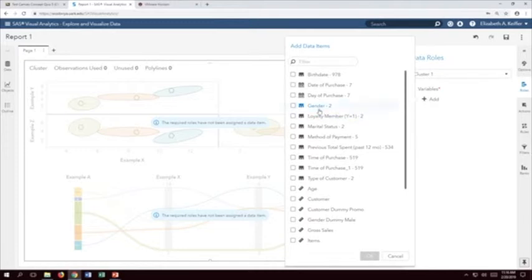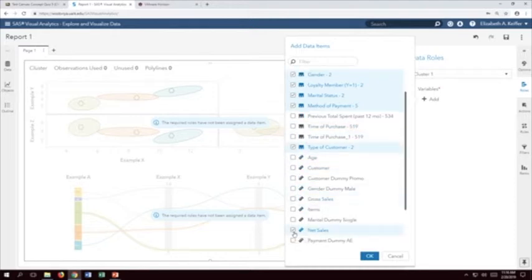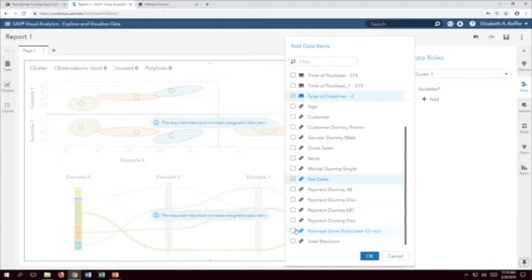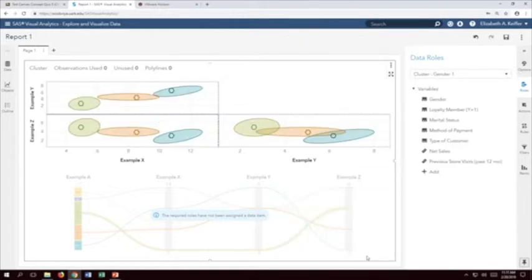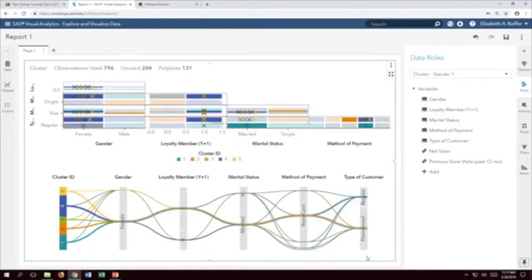So the things I'm going to pick: gender, loyalty member, marital status, method of payment, type of customer, maybe the net sales, and maybe the previous store visits. You can pick whatever. Those are the ones I'm going to start with. I'll click OK, and it's going to do its thing.